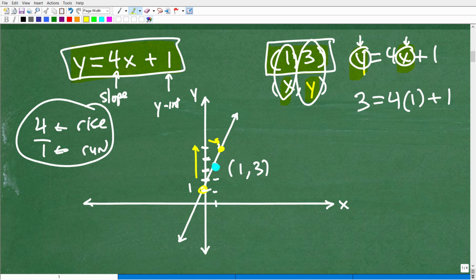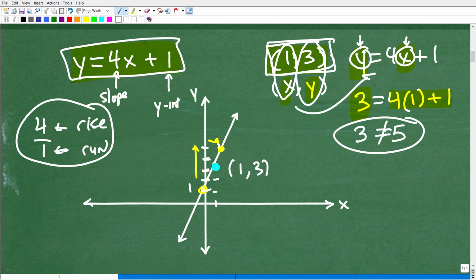So now what I need to do is simplify both the left and right hand side and see what I come up with. So I got 3. And this is 4 times 1, which is 4, plus 1 is 5. So the question is, is 3 equal to 5? No, it is not. That implies that this point 1, 3 is not on this line. It is not on this line.